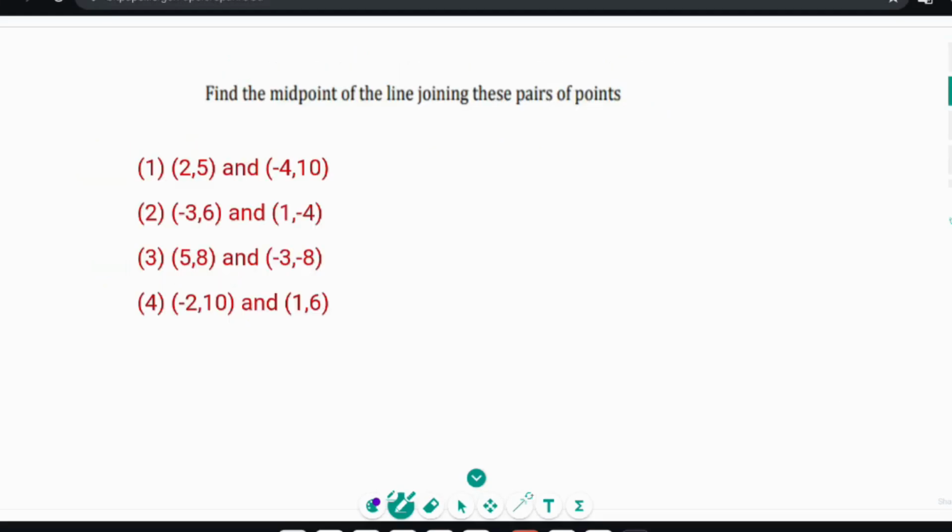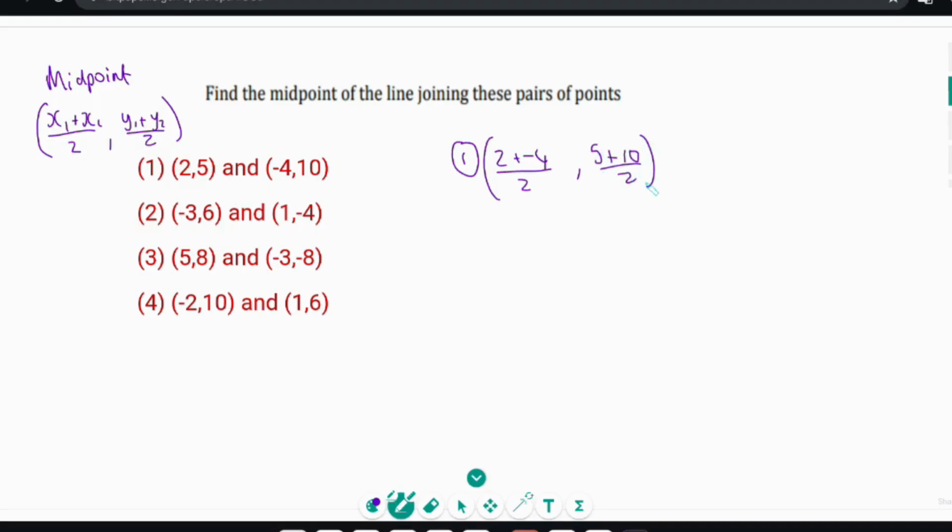Okay, so now have a go at these 4 questions. Find the midpoint using the formula. Okay, so for question 1, 2 add -4 over 2, and 5 plus 10 over 2, which gives you -1, 7.5.